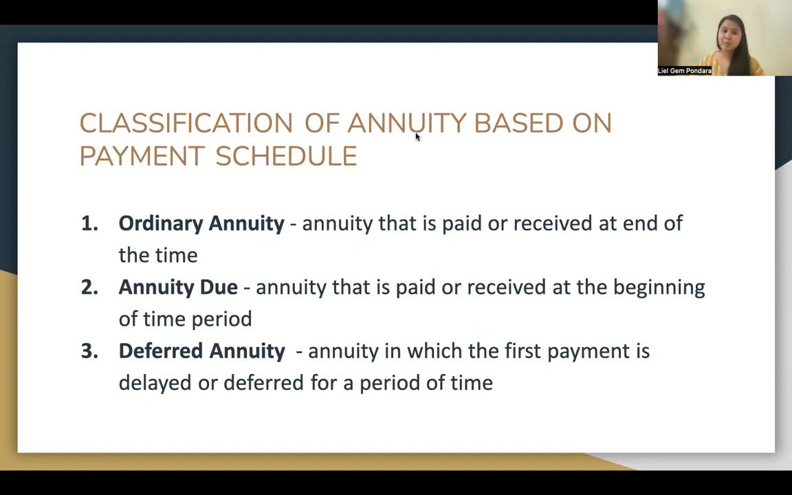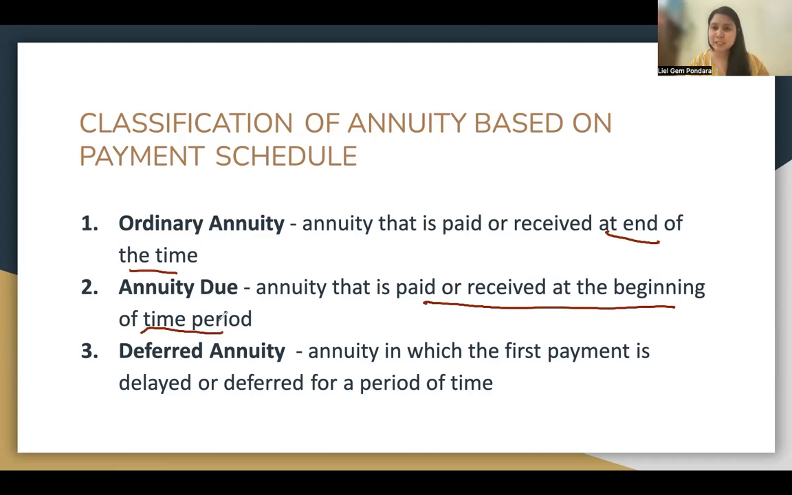For ordinary annuity, the payment is done or received at the end of the term or of the payment interval. For example, you made a loan and then you don't pay at the starting. You pay at the end. For example, if you pay every month, you pay at the end of the month. In annuity due, you start paying at the beginning of the time period.